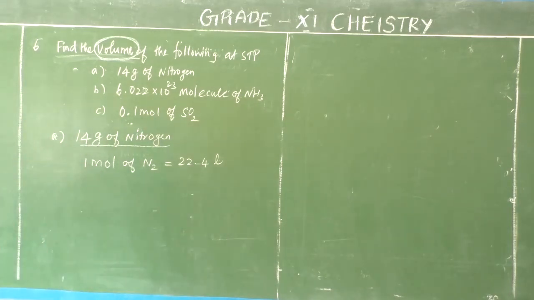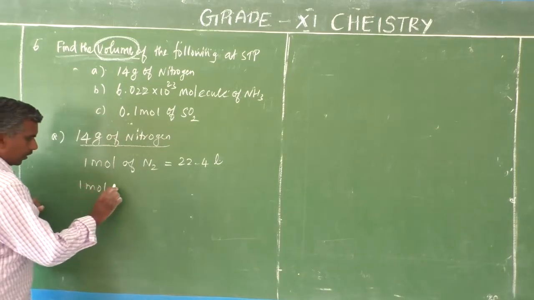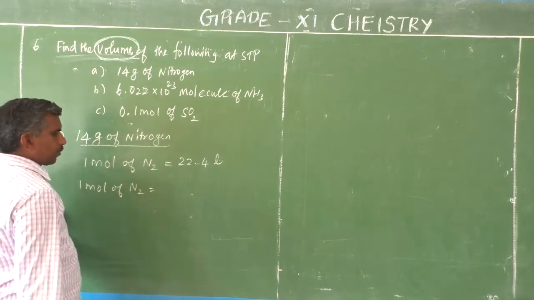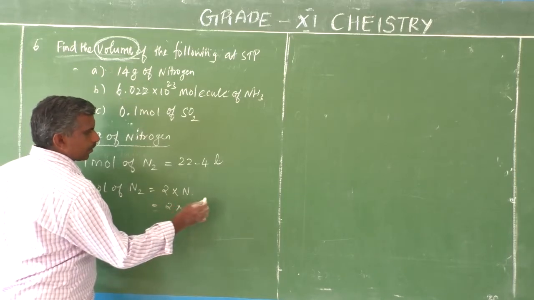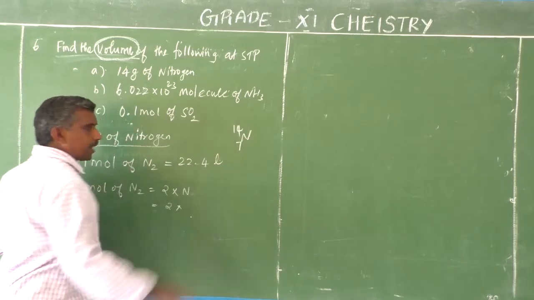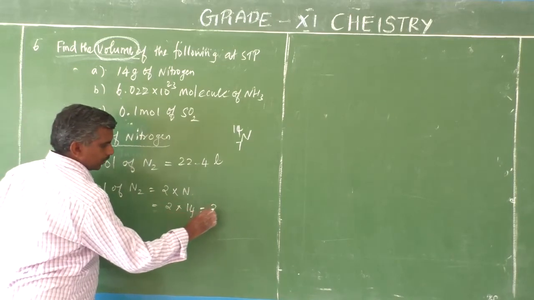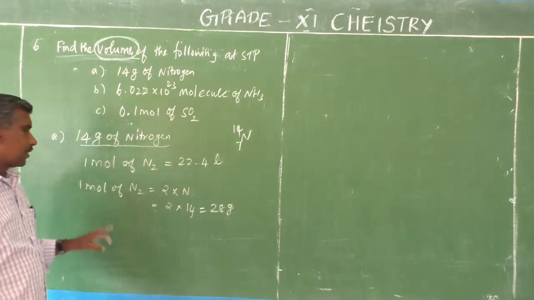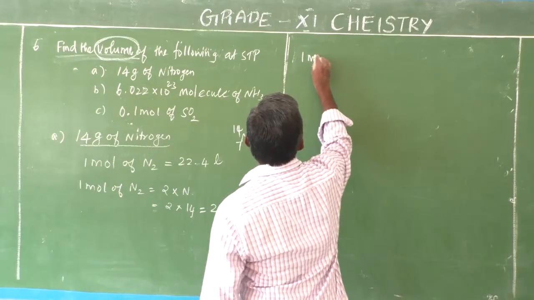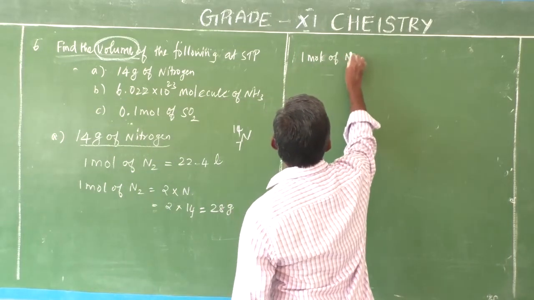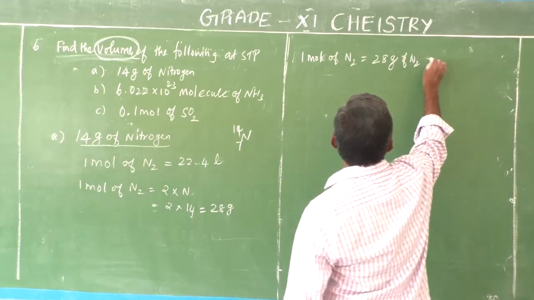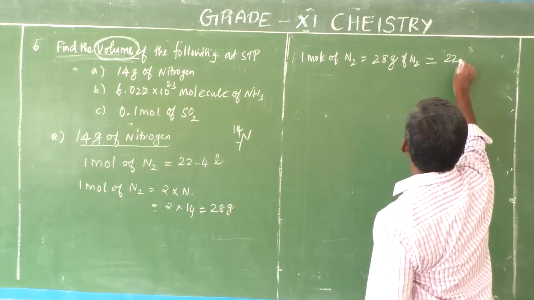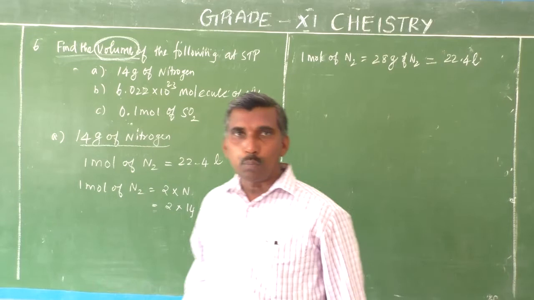1 mole of nitrogen gas. Now, 1 mole of nitrogen is equal to molecular mass, 2 into nitrogen. Nitrogen atomic number is 7, mass number is 14. That is 28 grams. This means 1 mole of nitrogen gas has mass 28 gram. What is the volume? 22.4 liter.